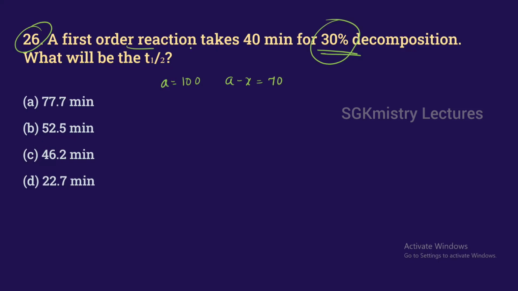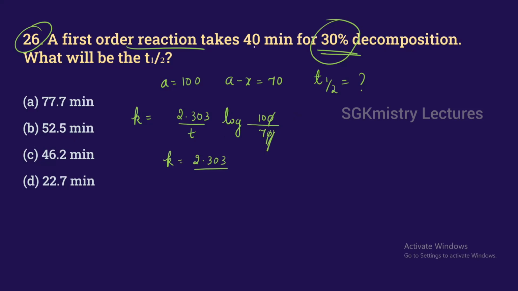Then what else is given? First order reaction is mentioned. So the equation corresponding to the first order reaction has to be taken. T half is asked. Right? Now first, let us write the equation for K. K is equal to 2.303 by T log of 100 by 70. So these both will cancel. 0 and 0 can be cancelled. So we have K is equal to 2.303. The time is given, 40, log of 10 minus log of 7.